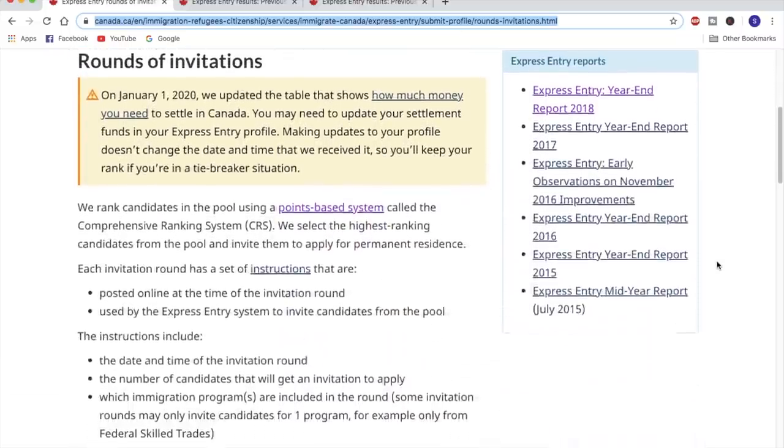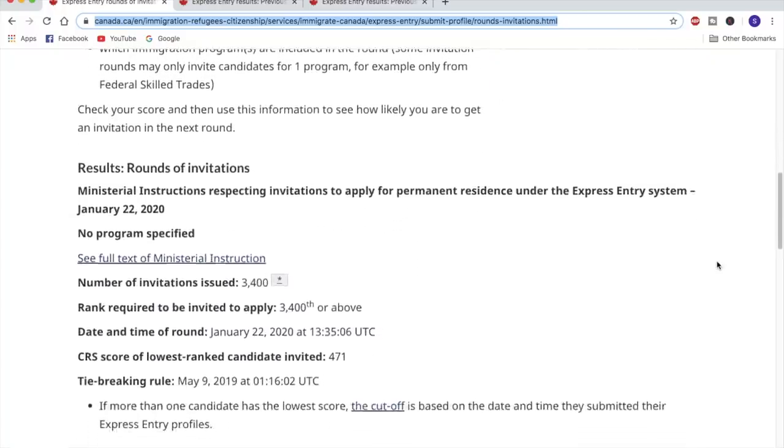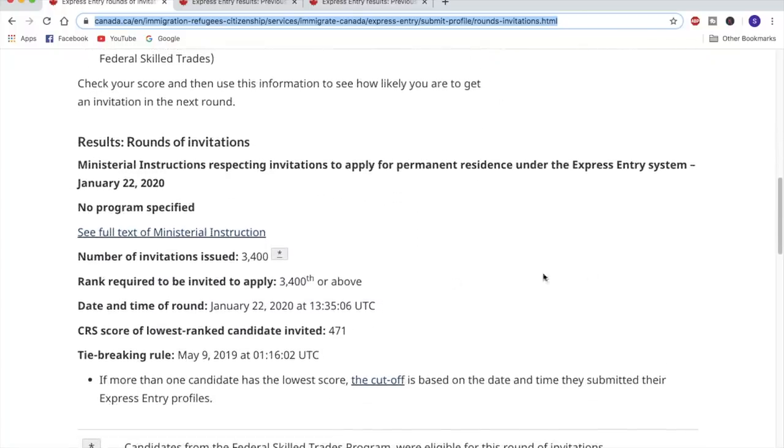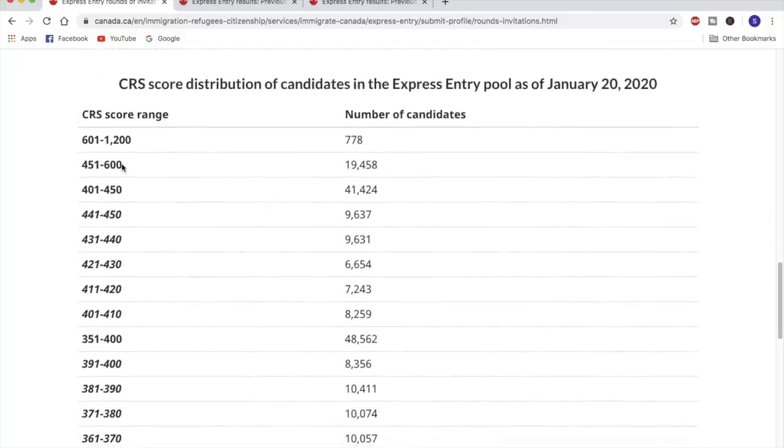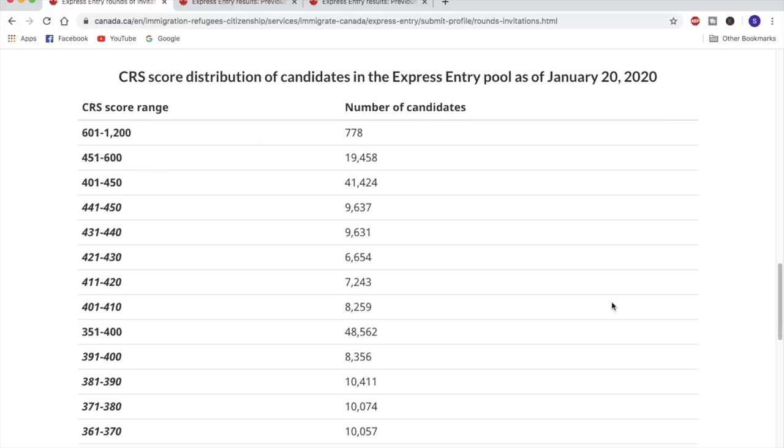It's actually really high at the moment, because in the last draw, which was conducted on January 22nd, the CRS cutoff score was 471. Before that, it was 473. It dropped a couple of points, but it is still really high for most people. And here's the matrix, which you can see. There were more than 19,000 people waiting in the express entry pool between the CRS range of 451 to 600, and that was on January 20th.